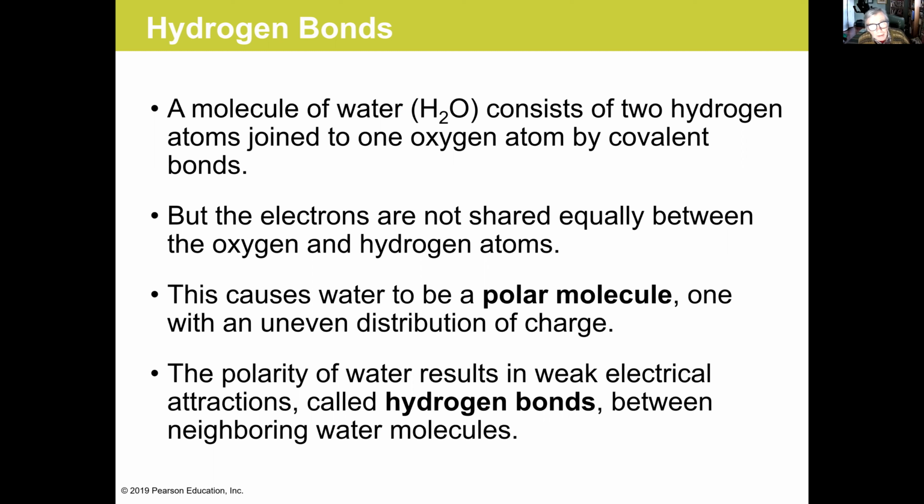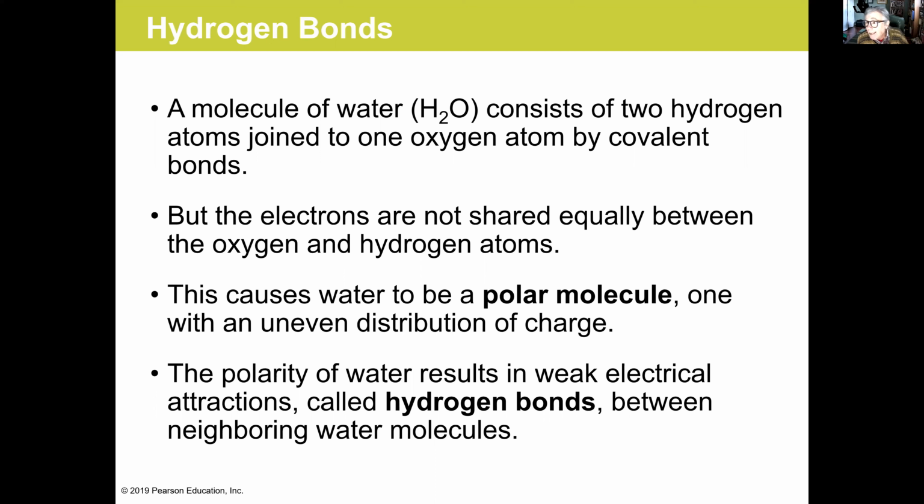Since electrons are negatively charged, that side of the molecule becomes polar. It has a partial charge. The atoms that really do this all the time are oxygen and nitrogen. They love electrons, and they try to take electrons away from the other atoms in the molecule. That makes it a polar molecule.